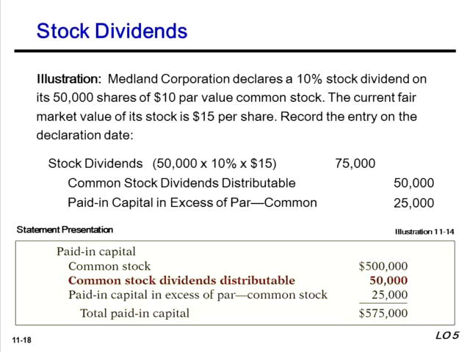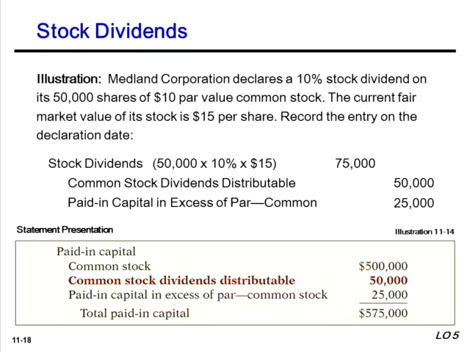So, how do we account for this? We have Medline Corporation declares a 10% stock dividend on 50,000 shares of $10 par value common stock. So obviously 10% of 50,000 is 5,000 shares. The current fair market value of the stock is $15 per share. So here's the entry to make the declaration.